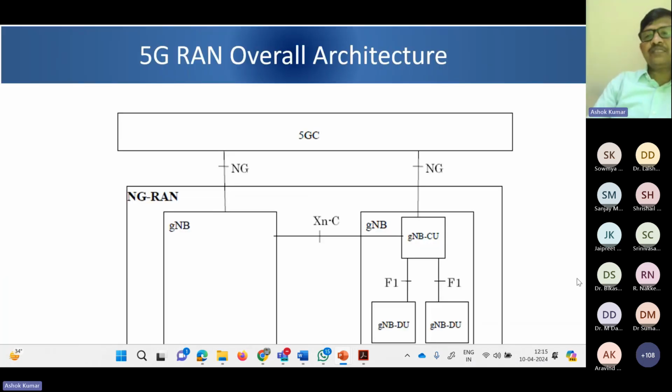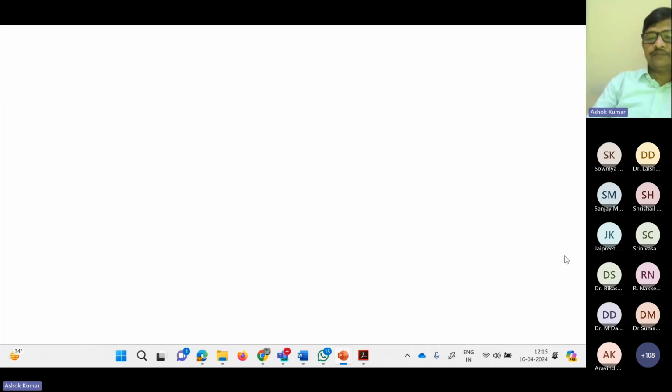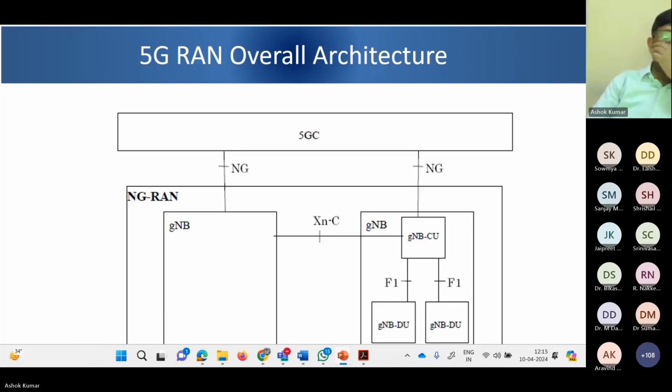So if you look at this picture, this is a picture taken from the 3GPP standard itself. What it says is that you can have a monolithic RAN gNodeB, that is our complete BBU in a single box, right? So that is a possibility, a monolithic gNodeB. Most of the deployment today in India is a monolithic gNodeB by the operators.